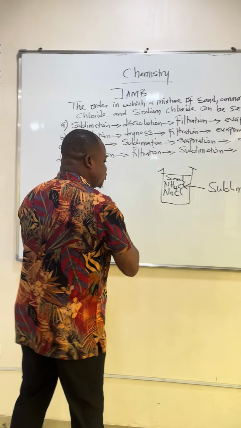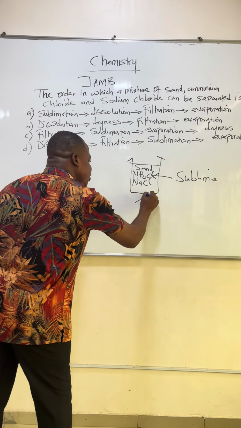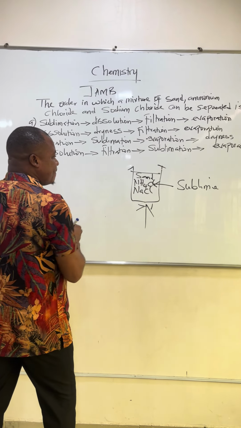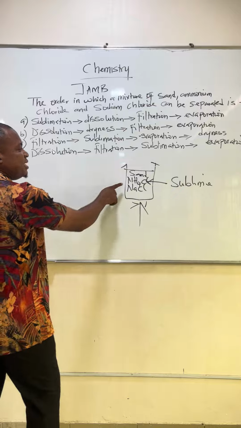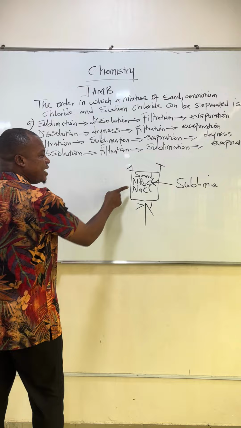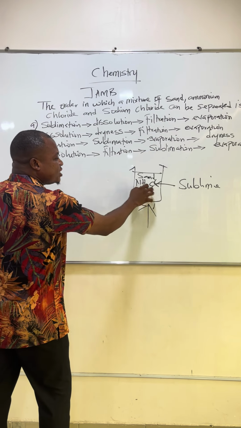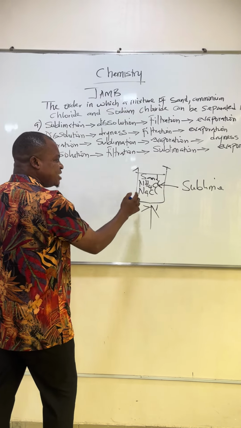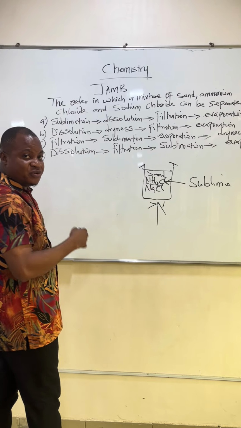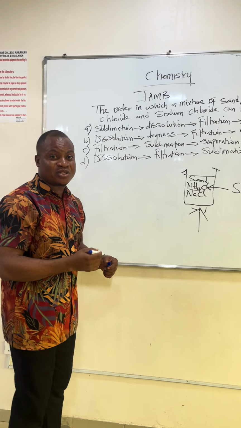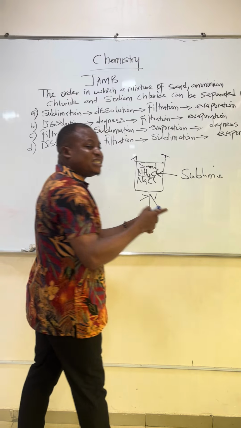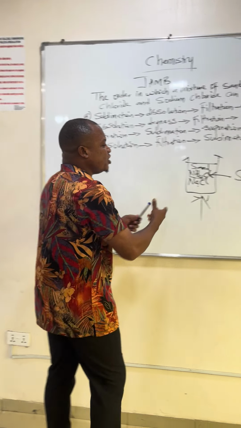Now, let's just assume heat is introduced into the system or the container. The first substance that will be separated here is the ammonium chloride. When the sand, ammonium chloride and salt are heated, the ammonium chloride will sublime, because of how its particles are arranged. When we say it sublimes, it changes directly to gas. So the gas will be removed.